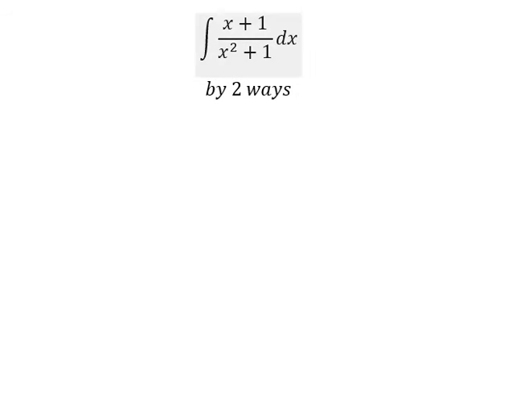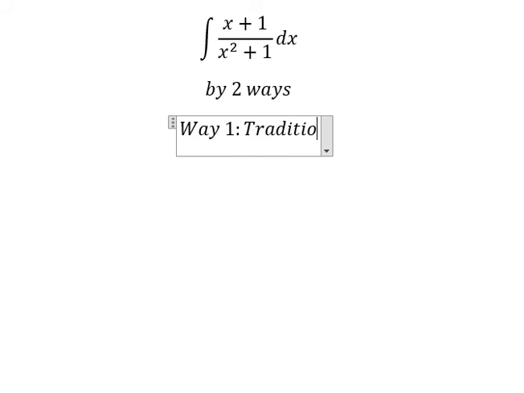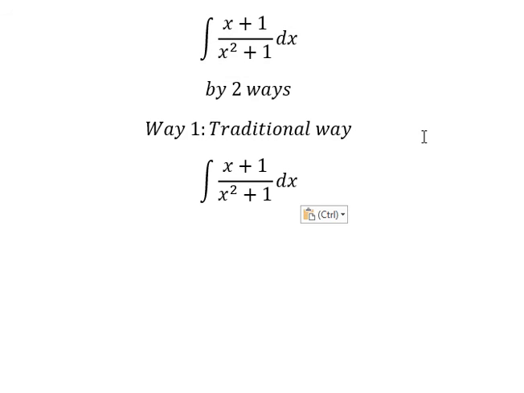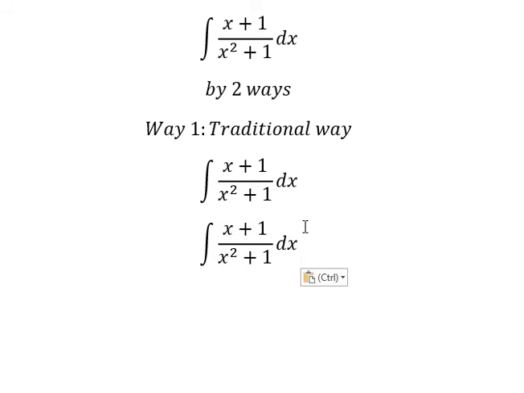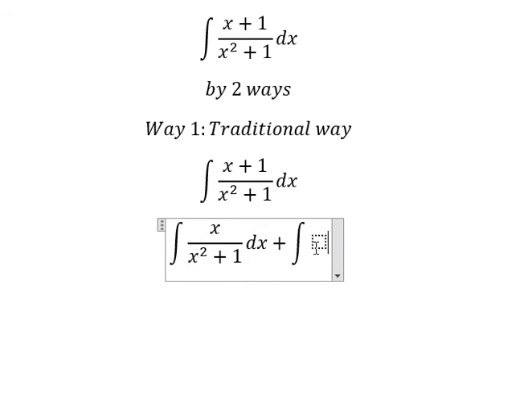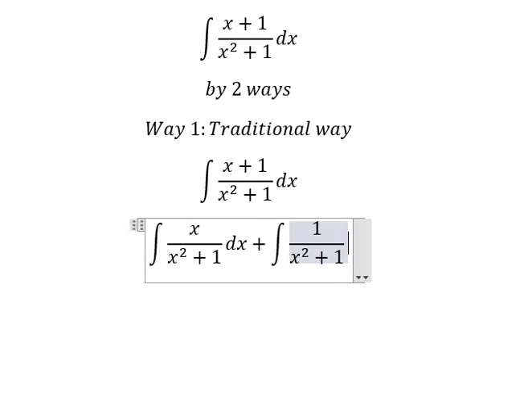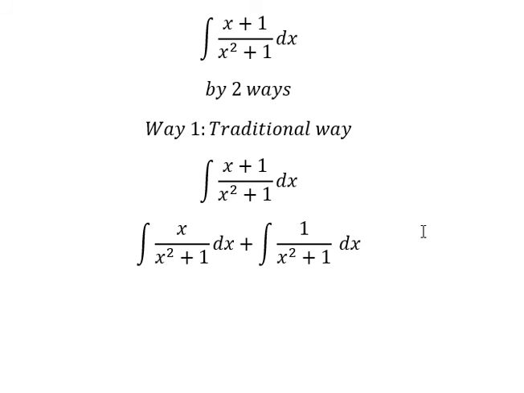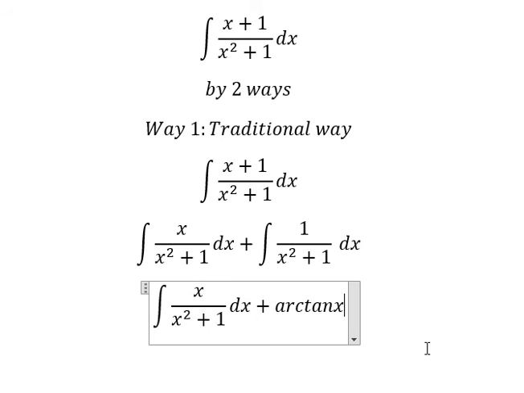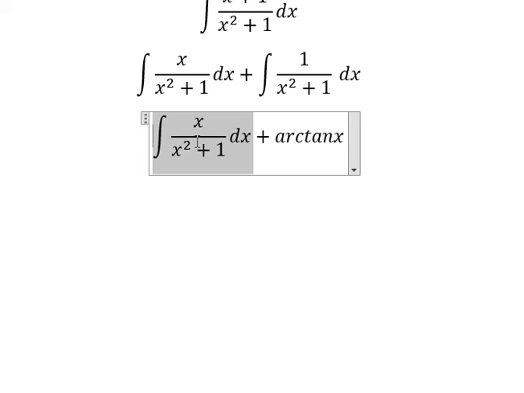The first one, that is about the traditional way. So for this one, I need to separate them in here. So the integration of this one, we have arctan of s. Now we go to the next one.